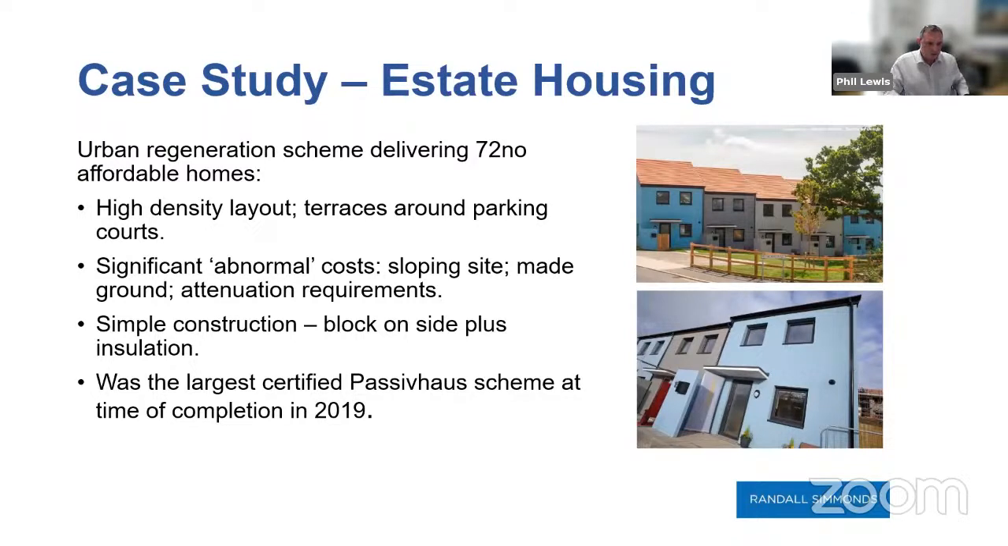This was actually delivered in 2019, I believe. Primrose Park in Plymouth, 72 units. At the time, it was probably the largest Passive House housing scheme in the country. Again, the big issue on this site was not Passive House. The big issue on this site was the great big sewer that had to be diverted and running across the scheme, and the sloping site. Passive House was a challenge, but it was by no means the biggest risk or the biggest cost issue.